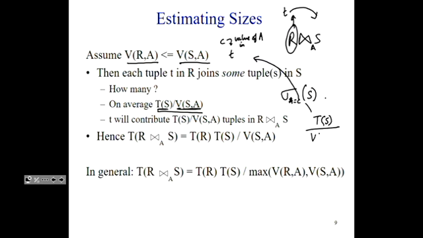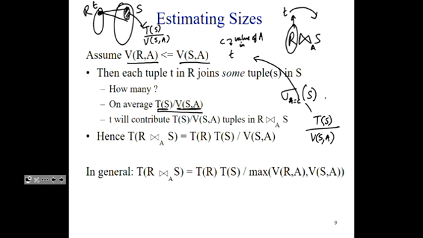Basically the way to think about this, you have a smaller relation R and a larger relation S. A given tuple t in R is going to join with a collection of tuples in S, and this collection of tuples are all of those tuples that have the same value of A as t does, and the number of such tuples is T(S) divided by V(S, A).